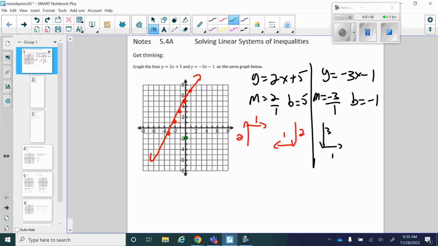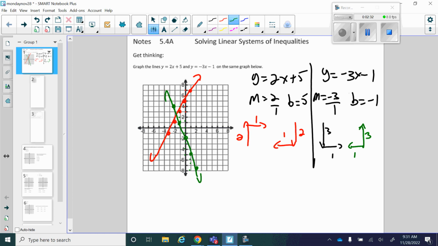I'm going down 3. 1, 2, 3, over 1. Right? Now I can't go any further. Let's go to reverse. In reverse, that means now I'm going to go up 3 and to the left 1. So up 3, 1, 2, 3, left 1. I just collect my dots, and here we go.